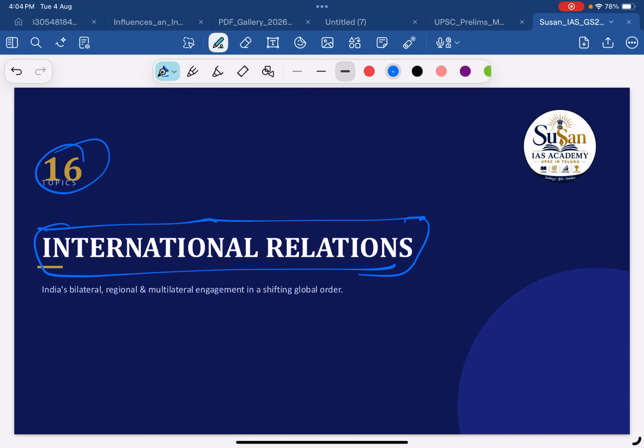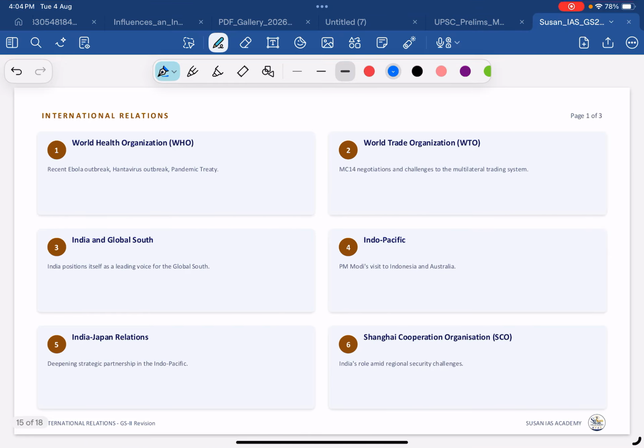We have analyzed everything and we have given these topics. So we cover India's bilateral, regional, and multilateral engagement in this topic, right? The recent Ebola outbreak has happened, so one can also refer to WHO, the hantavirus outbreak, and the pandemic treaty, right?